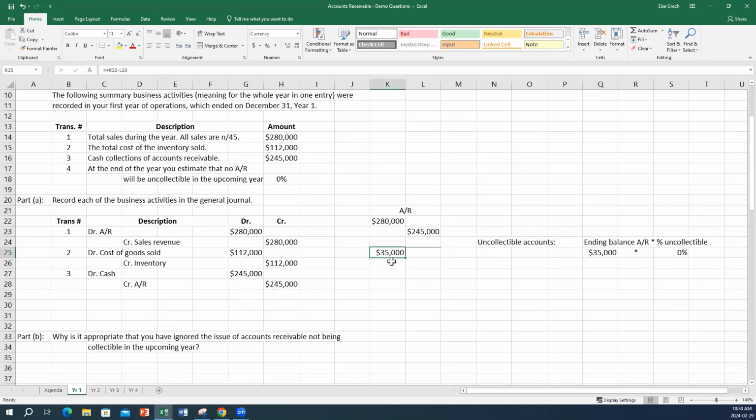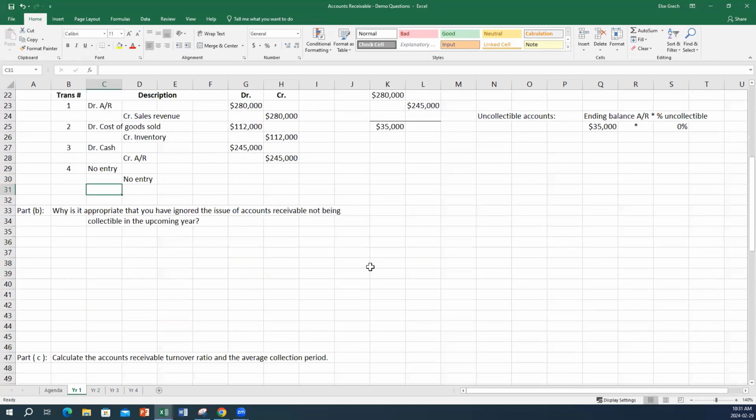What does this mean about the $35,000? It means that you believe the future economic benefit of your AR is equal to the balance, $35,000. That's because you believe this is 100% collectible. So for transaction number 4, there's no entry. And there's no entry because you believe you can collect 100% of the $35,000. Let's move on to part B.